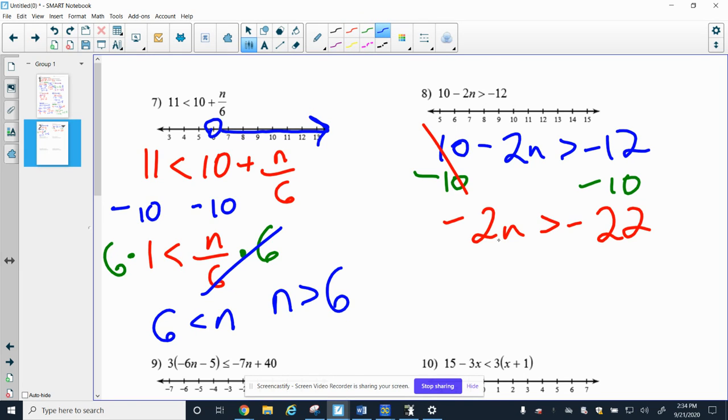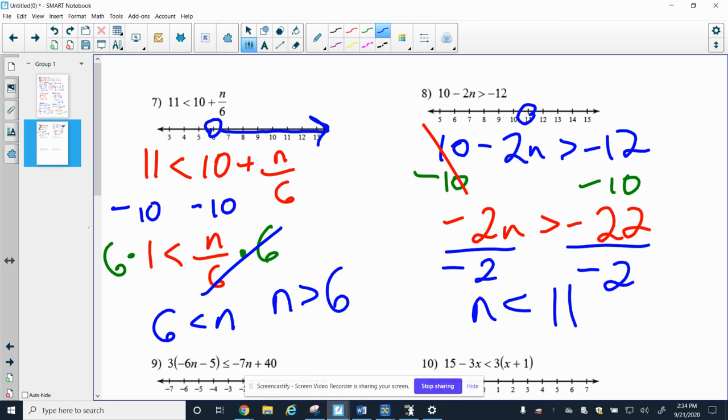Now it's negative 2n, so we want to divide by negative 2. Okay, and hopefully remembered our rule. If we divide by a negative, flip the sign. N is less than negative 22 divided by negative 2, positive 11. N is less than 11. Well, we go to 11, since it's just a less than, open circle. Remember, or equal to, we would fill it in. We want all the values less than 11, so going to the left.